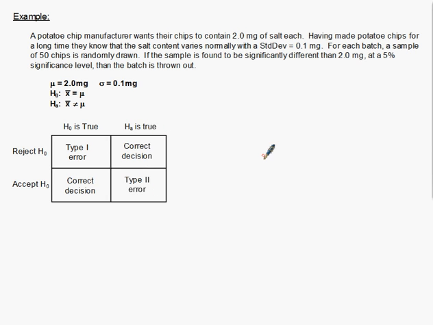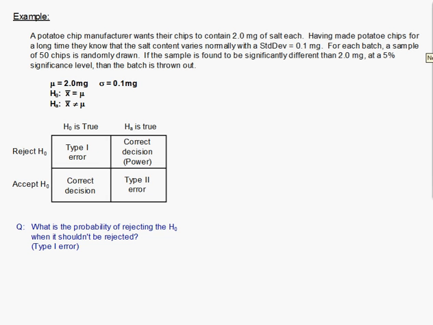Now, I did mention the power is one of the ways that we make correct decisions, and it turns out to be this one. When we reject, when we're supposed to reject. That's the power of this particular test.